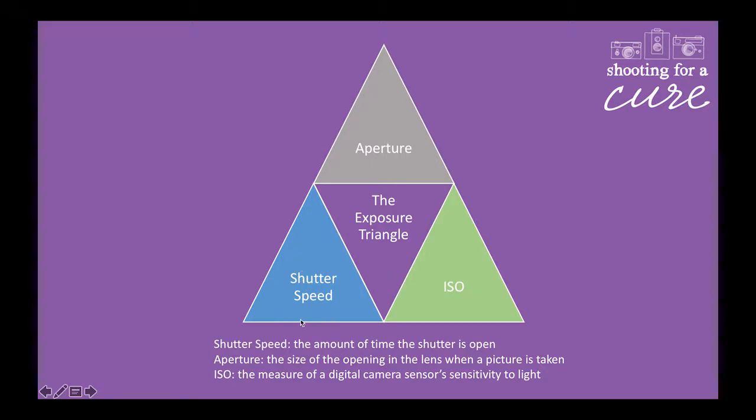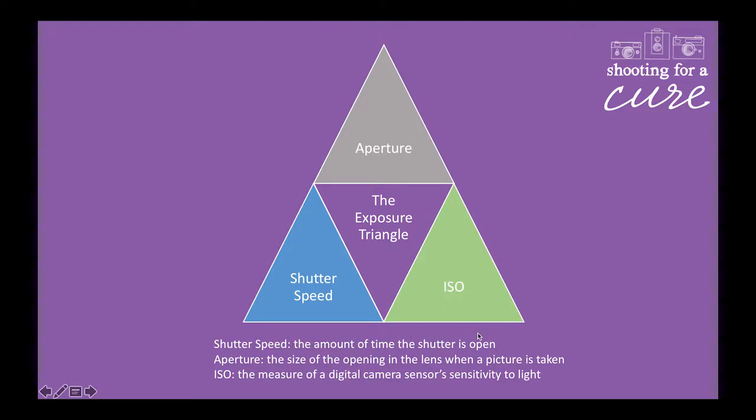The shutter speed, and that's how much light comes into the camera via the shutter. It's opening and closing just like a curtain. And then your ISO, and that's how much light is coming into your camera via the sensor. So when you raise the ISO, it makes your sensor more sensitive to light, and it allows more light in.